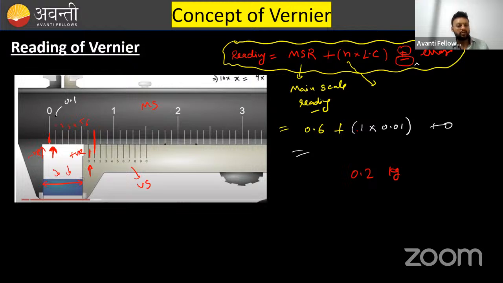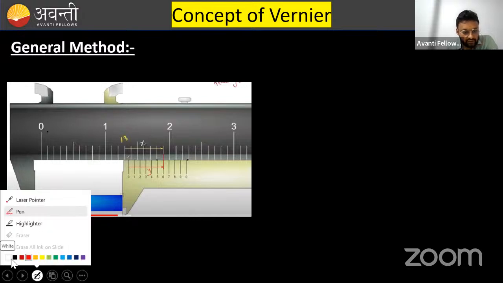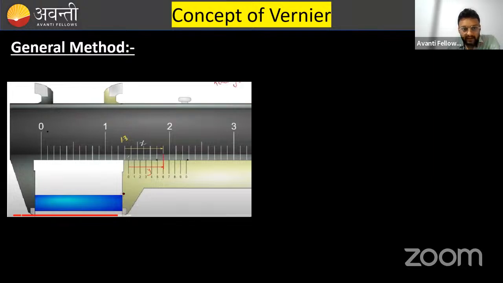I think this is clear now. Now, what is the fundamental basic method to do it? Just trying to help you out in this. This is the last topic. After that, we will discuss the questions. Notice, here I am saying, where is my zero? Just after the 1.3 mark. So your reading will be 1.3. That is clear.